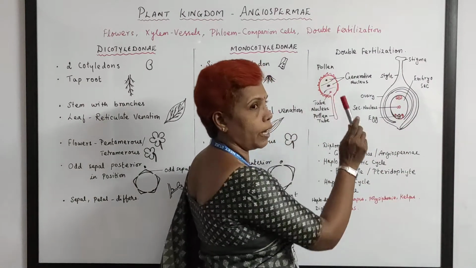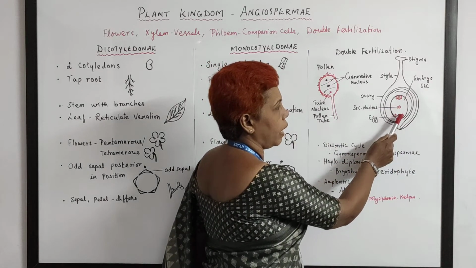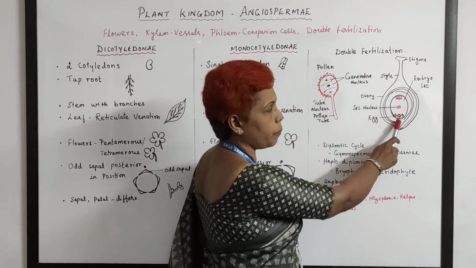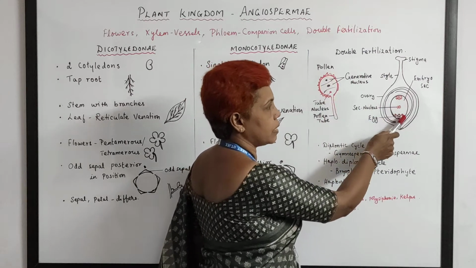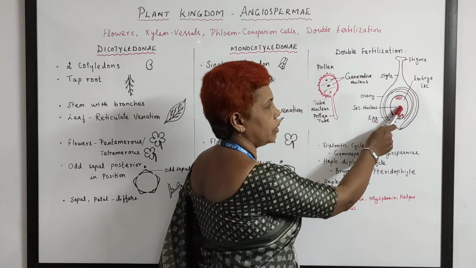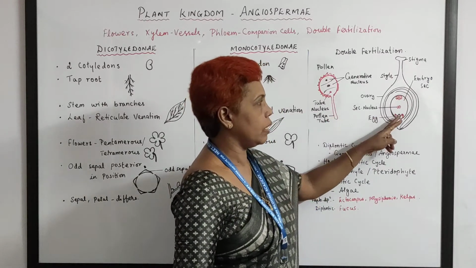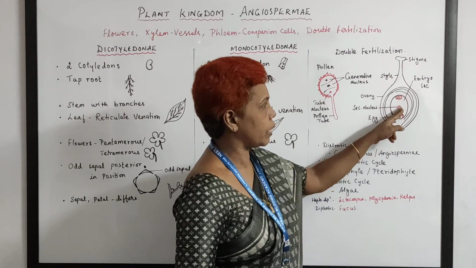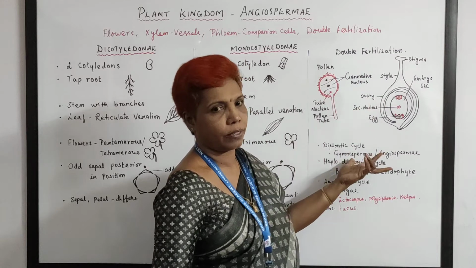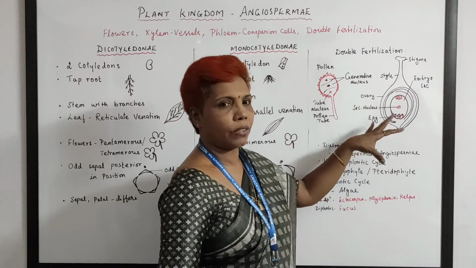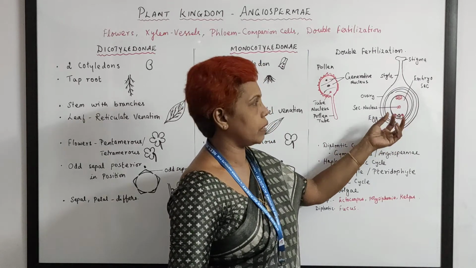Only these two generative nuclei will be there. One generative nucleus will come and club with the egg nucleus. This is one fertilization. Another generative nucleus is there now, that will come and club with the secondary nucleus. So, the clubbing is two times. The one here is the first fertilization, and here they come and join, the second fertilization. This is double fertilization.